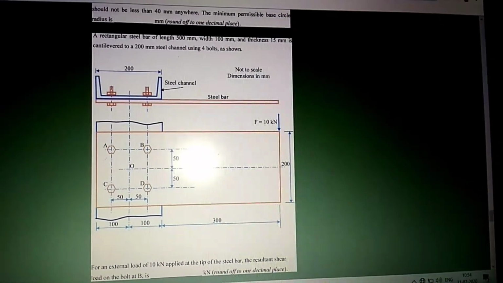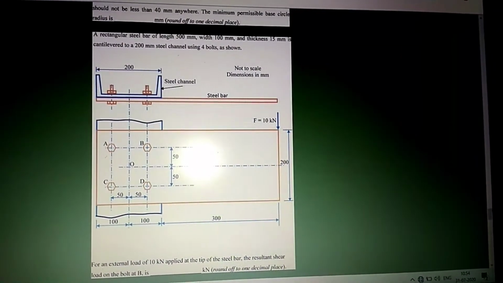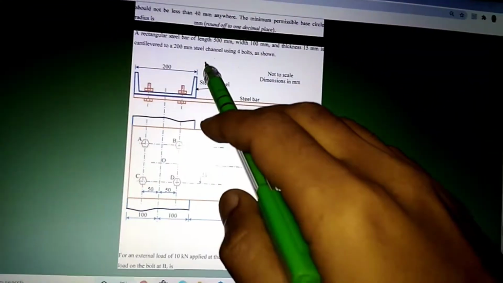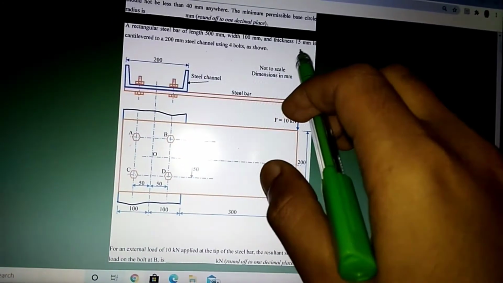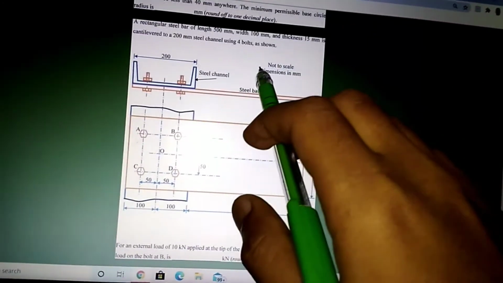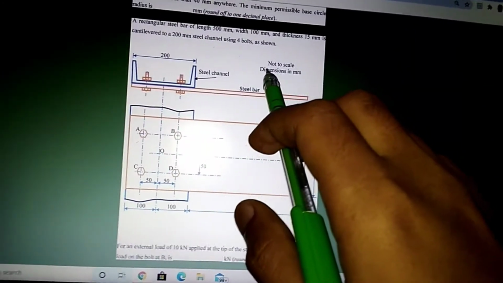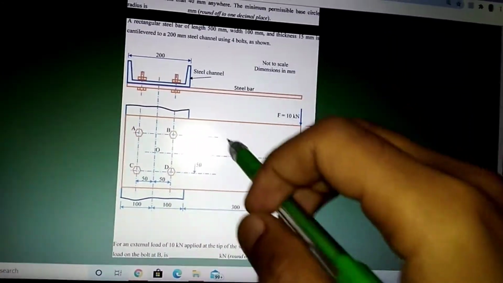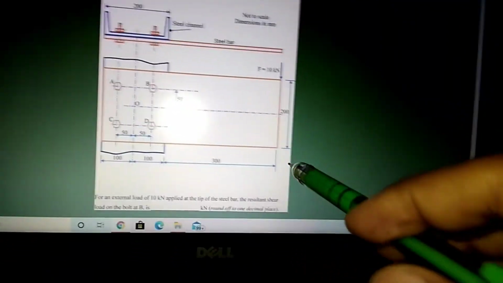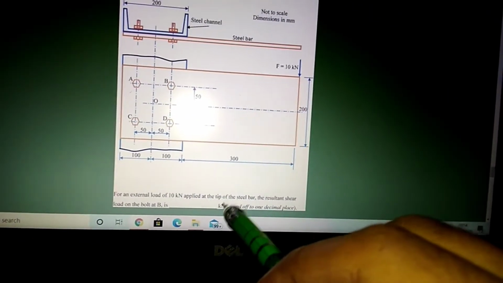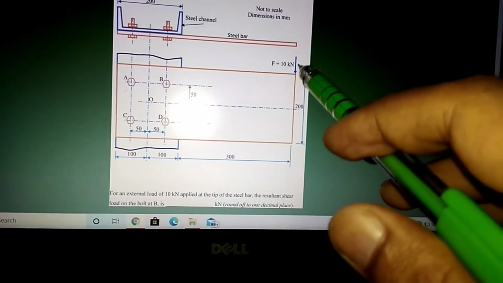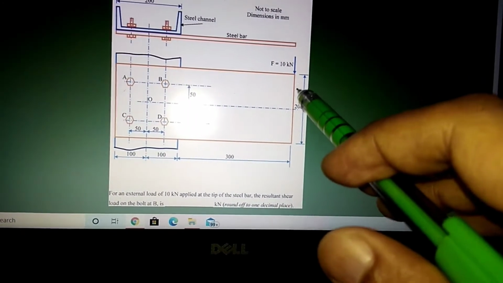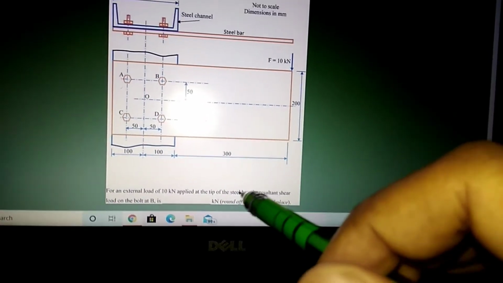Today I'm going to solve a very interesting question, and this question is from machine design. The question is, a rectangular steel bar of length 500 mm, width 100 mm and thickness 15 mm is cantilevered to a 200 mm steel channel using 4 bolts as shown. This is the figure. For an external load of 10 kilonewton, this is F equal to 10 kilonewton, an external load applied at the tip of the steel bar.